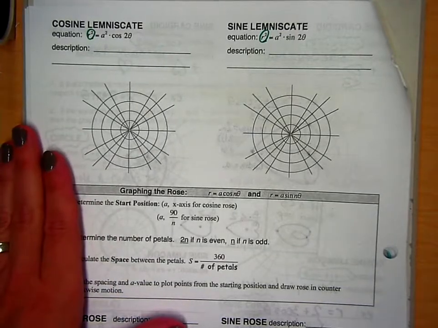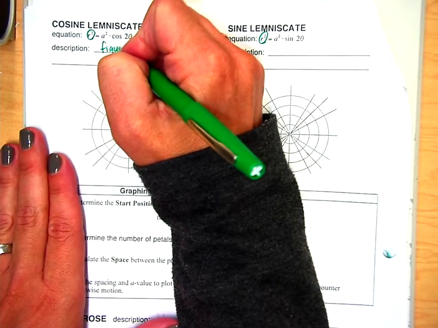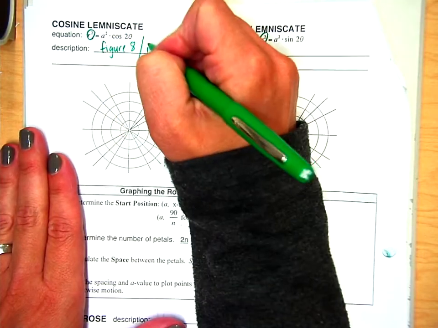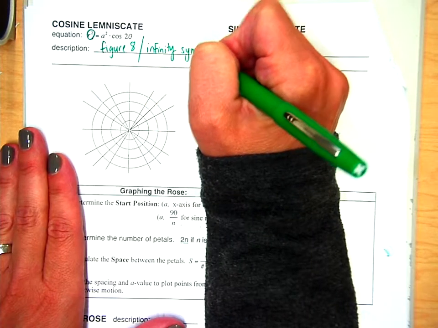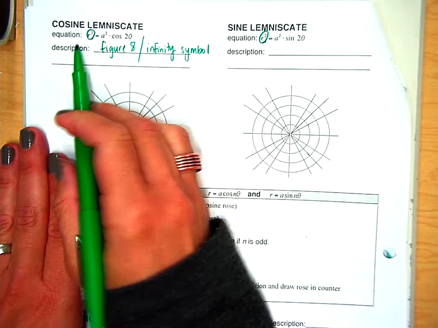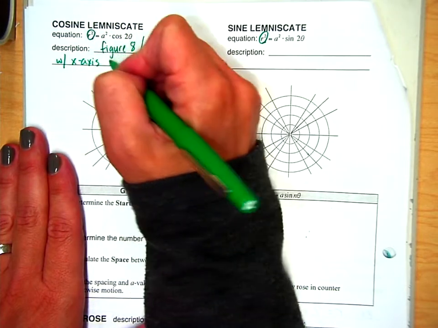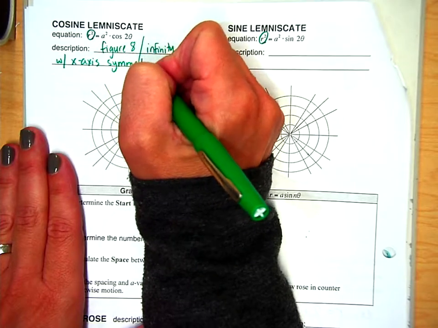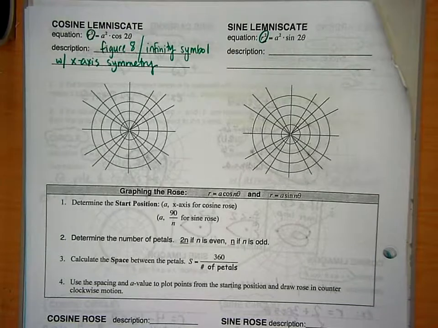The picture of the lemniscate is kind of like a figure 8, or I have some people call it an infinity symbol, because it does look kind of like infinity. For cosine, it's going to have x-axis symmetry, which means this is just a figure 8 on its side over the x-axis.